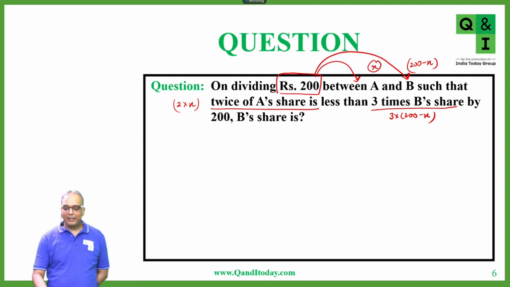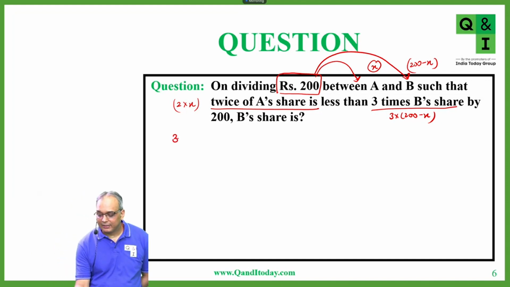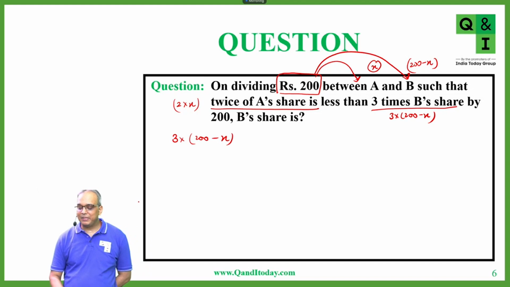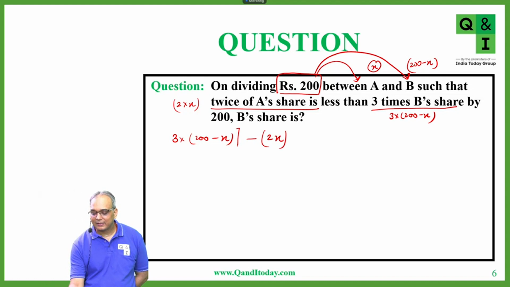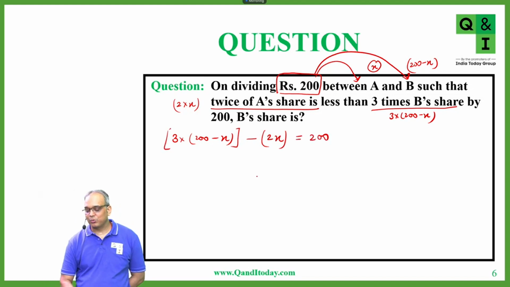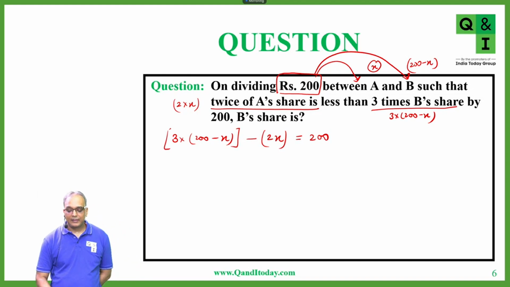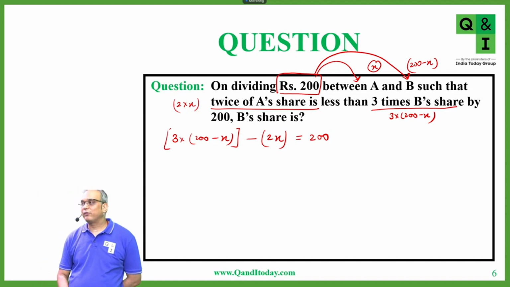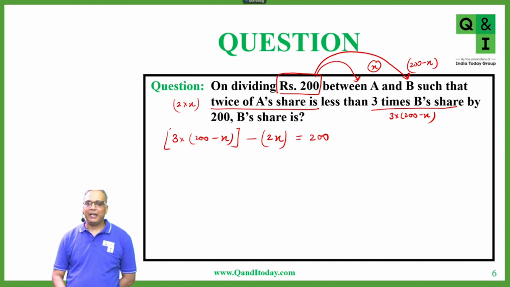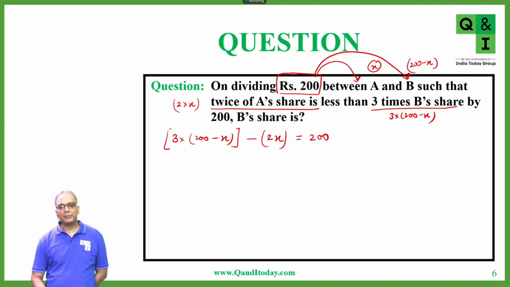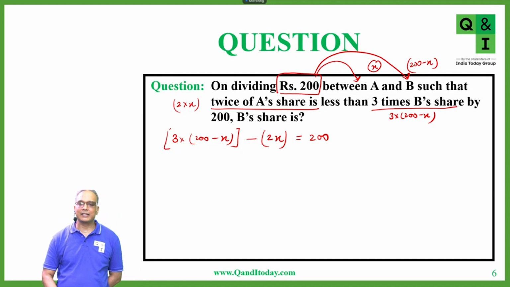So what will the equation look like? 3 times 200 minus X, this is B's share. 3 times B's share minus twice of A's share, that is 2X, is equal to 200, the difference. Now you have to calculate the value of X. That will give you A's share. And when you calculate the value of 200 minus X, that is going to give you B's share.